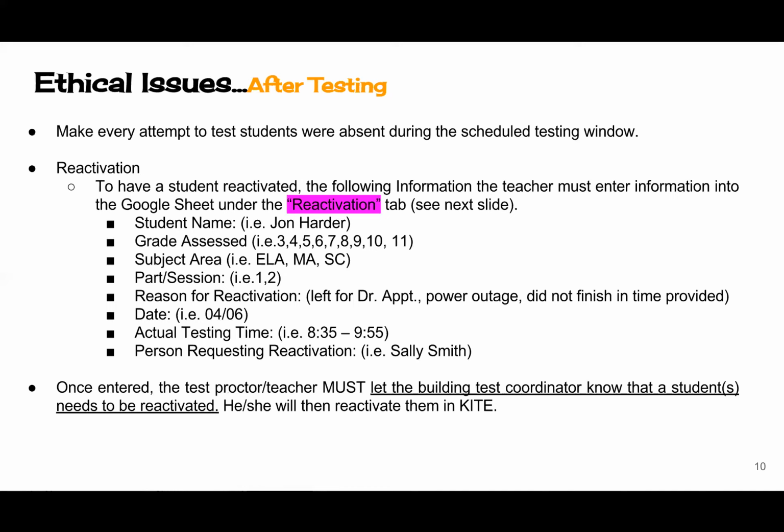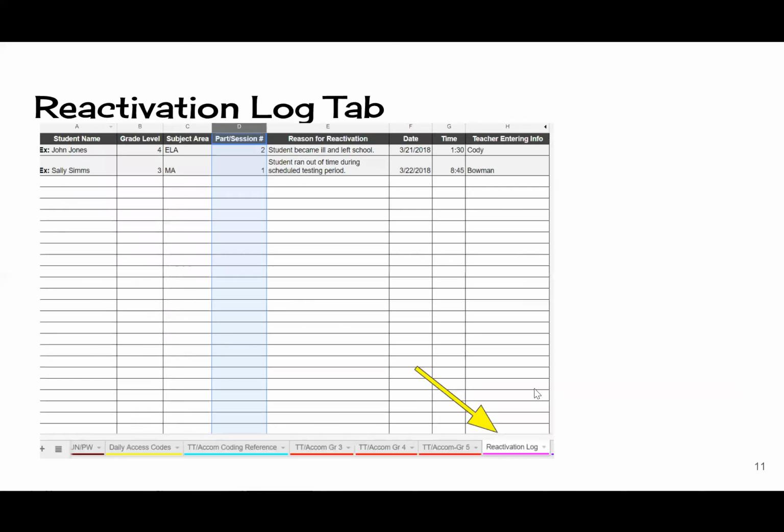Once entered, the test proctor teacher must let the building test coordinator know that a student needs to be reactivated. He or she will then reactivate them in Kite. This is an example of what the reactivation log tab looks like, and it is in purple at the bottom along the Google Sheet. This will be filled out by the teacher.